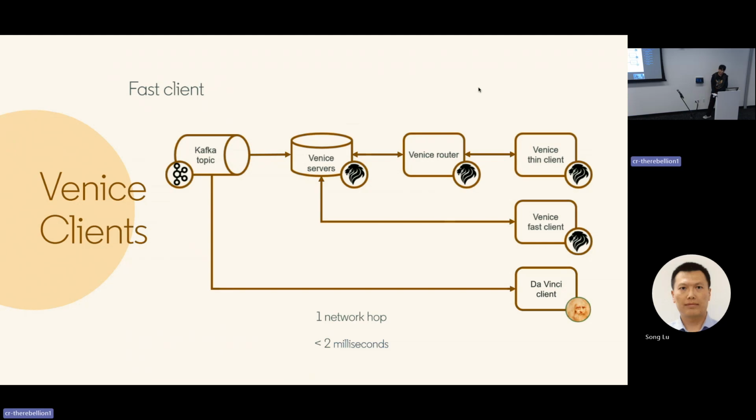So it's something in between that gets the job done. We reduce the network hops to just 1, and then we can get less than 2 milliseconds of latency for P99.